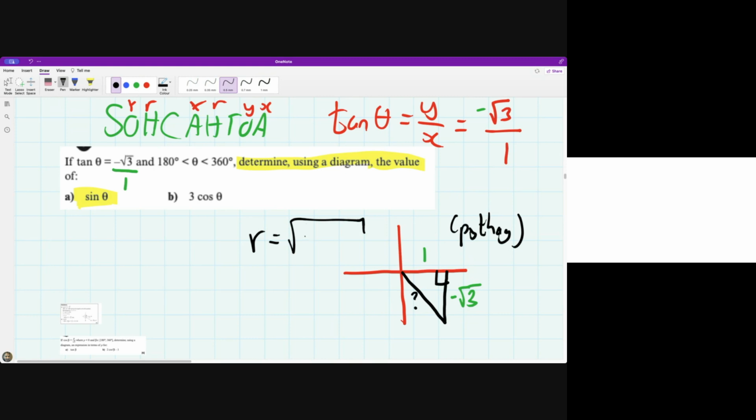So it's going to be 1 squared plus minus root 3 squared. And we seem to get 2. And the R value of 2 is just going to go here. Okay, now, given what you know about the diagram, without using a calculator and by reading off the diagram, what is the sine of theta going to be equal to? So using this triangle, because it said using the diagram, what am I going to get the sine of theta equal to being?